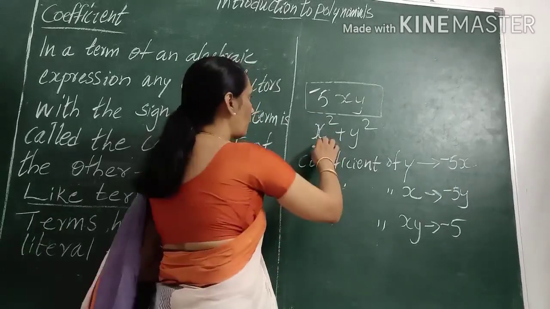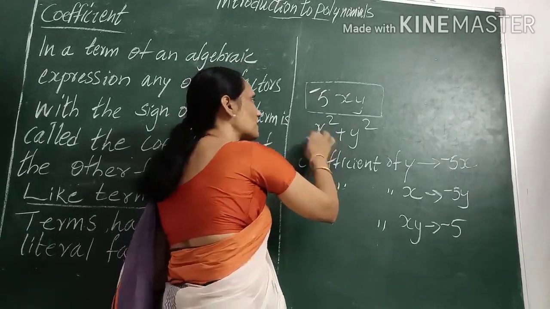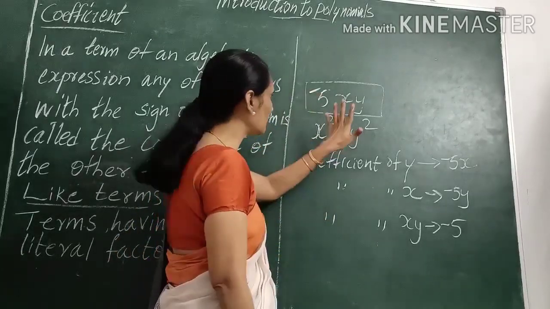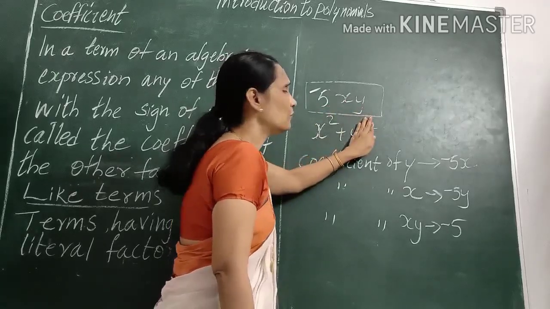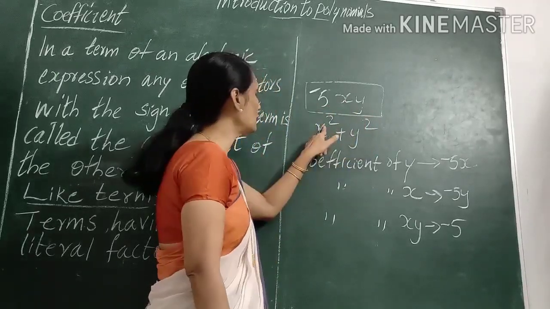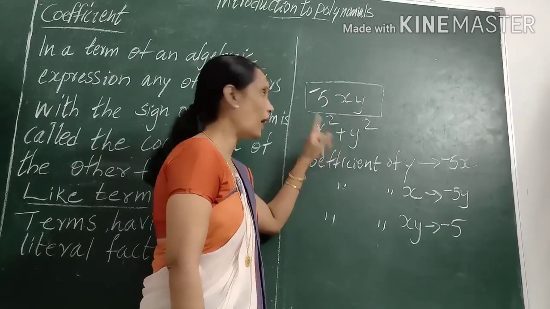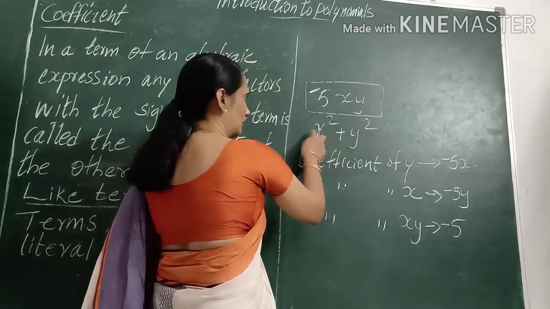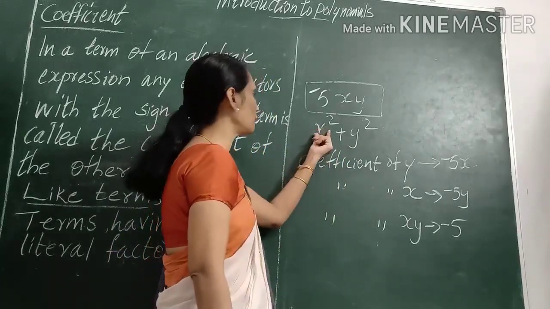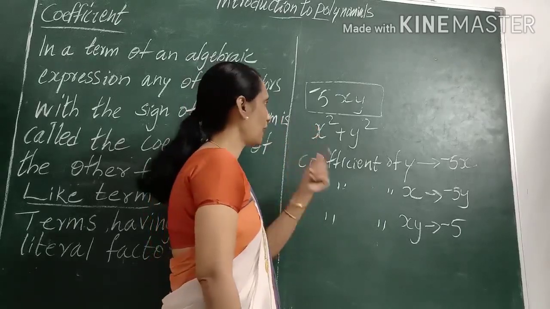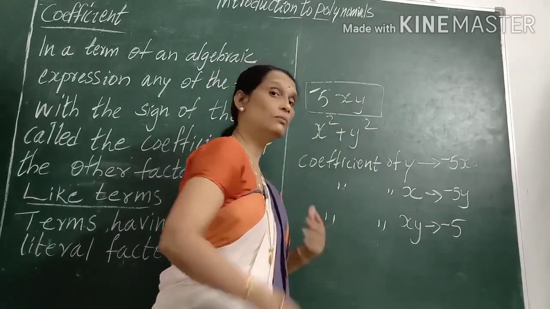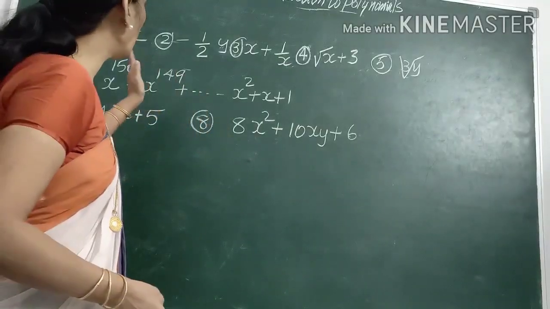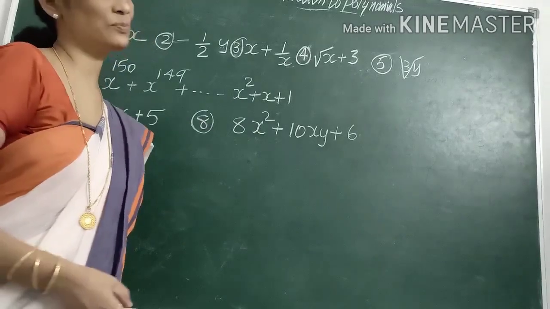So coming to this one, in x square. Okay, what is the coefficient of x square? Because here there are two terms, x square is a term, y square is another term. So what is the coefficient of x square? What is multiplied with x square? That is 1. Okay, nothing is there, that means that is 1. So what is the coefficient of x square? That is 1. And what is the coefficient of y square? Means what is multiplied with y square? That is 1.